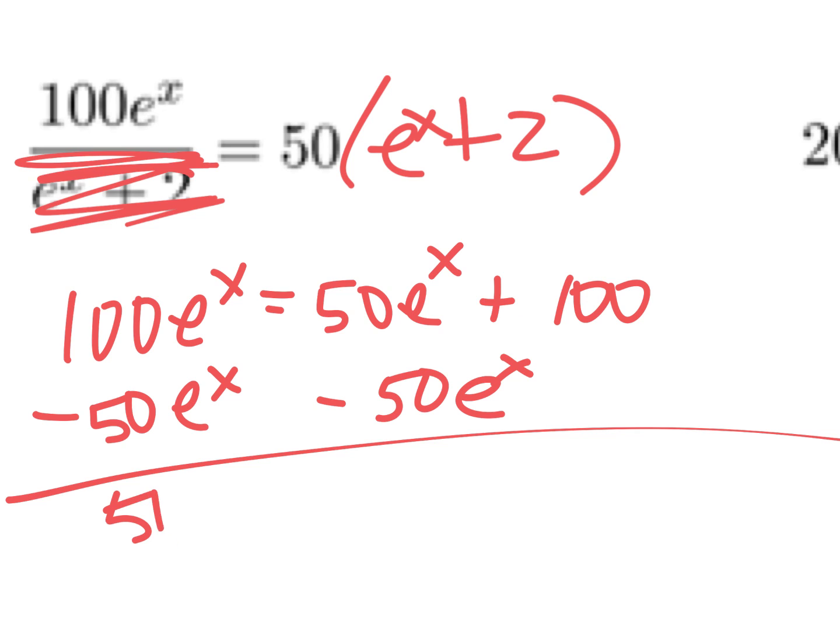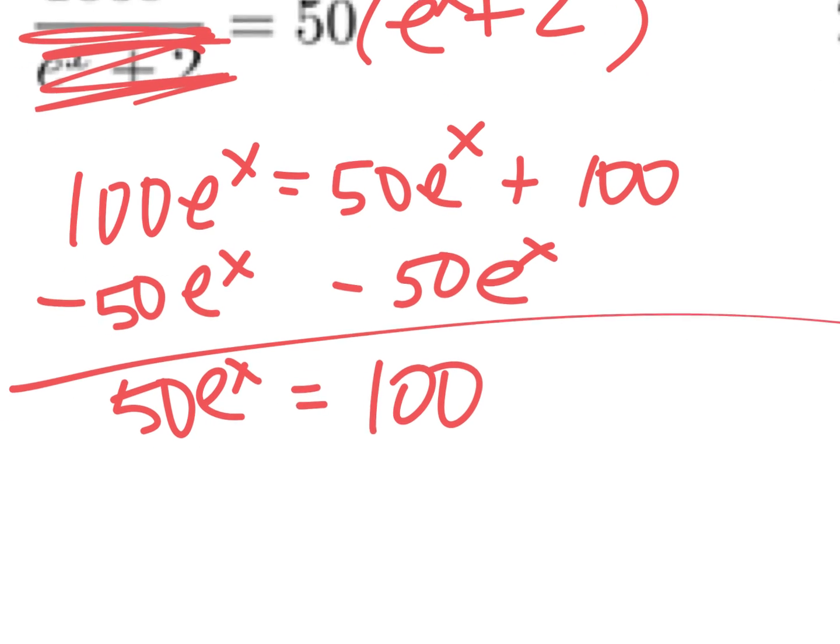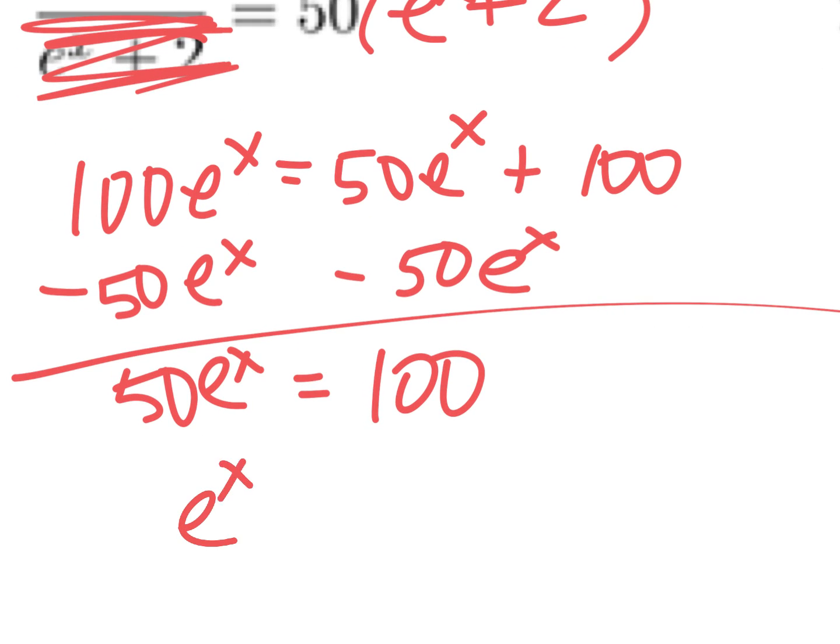And now I have 50 e to the x is equal to 100. Is that what you had too? Yep. Now what? I divided both sides by 50. Sure, that will absolutely work. And I get 100 divided by 50 is 2. I'm really close. At this point, let's use the new way.